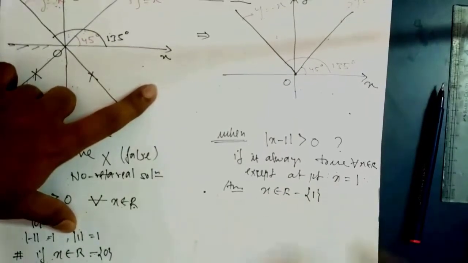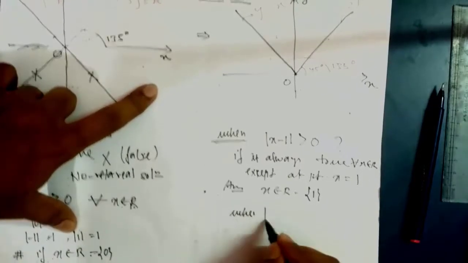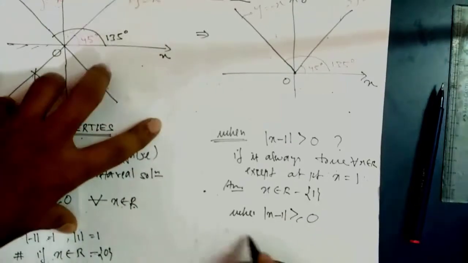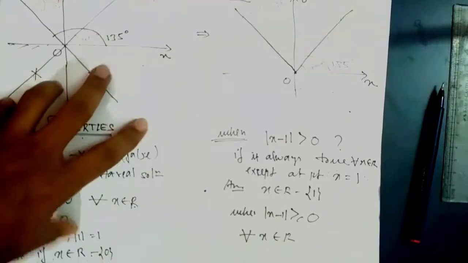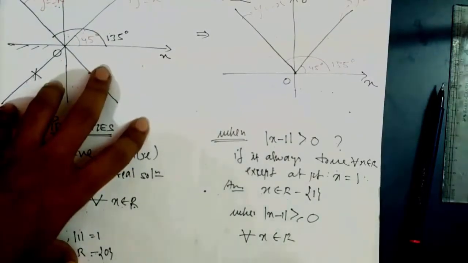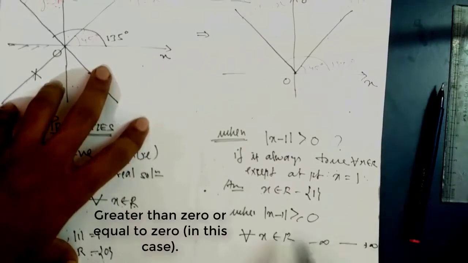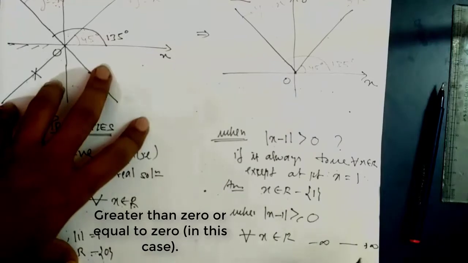This is your answer. But when they ask you mod of x minus 1 greater than or equal to 0, then obviously you have to write that it is always true for all x belongs to R. Whatever value of x you choose, from minus infinity to plus infinity, it will always be greater than or equal to 0. It's a non-negative function.